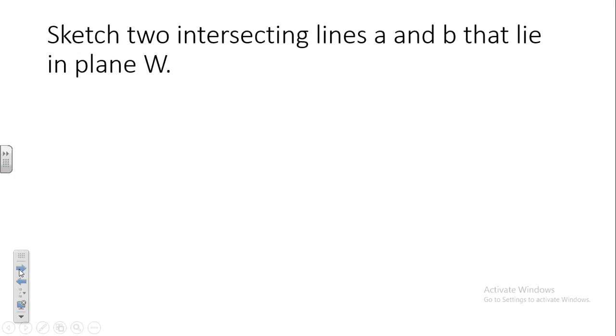Here we go. Sketch two intersecting lines, A and B. I should have italicized those. I apologize. They're italicized on your paper. Two intersecting lines A and B that lie in plane W. Start with the plane.